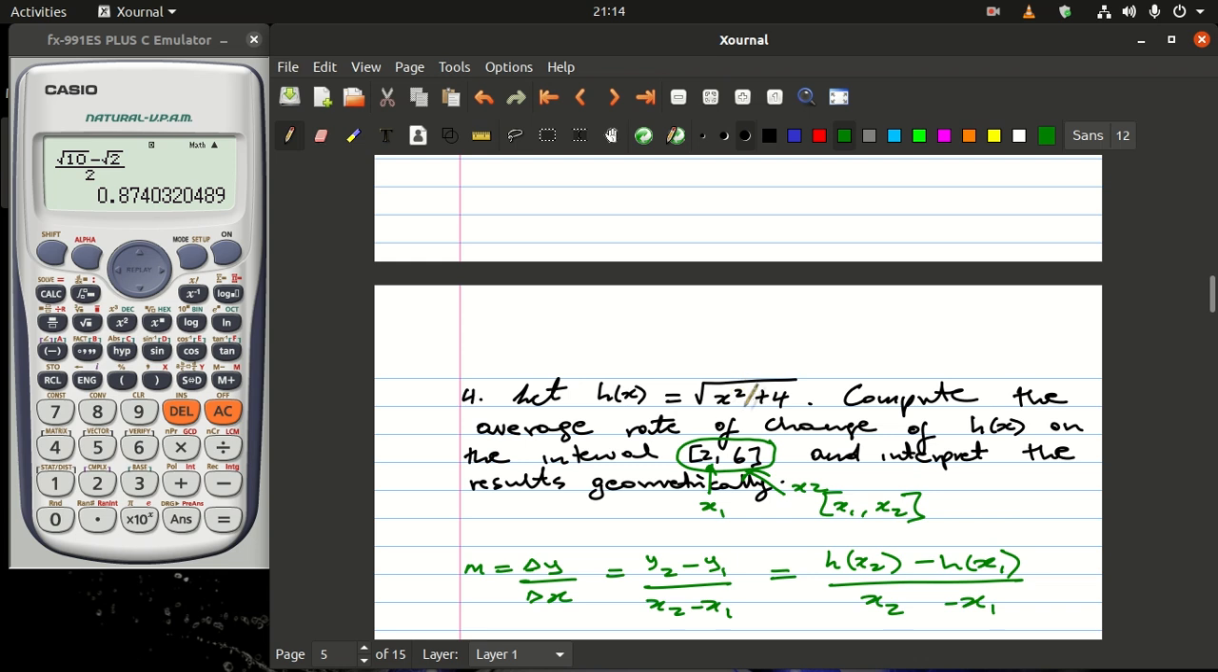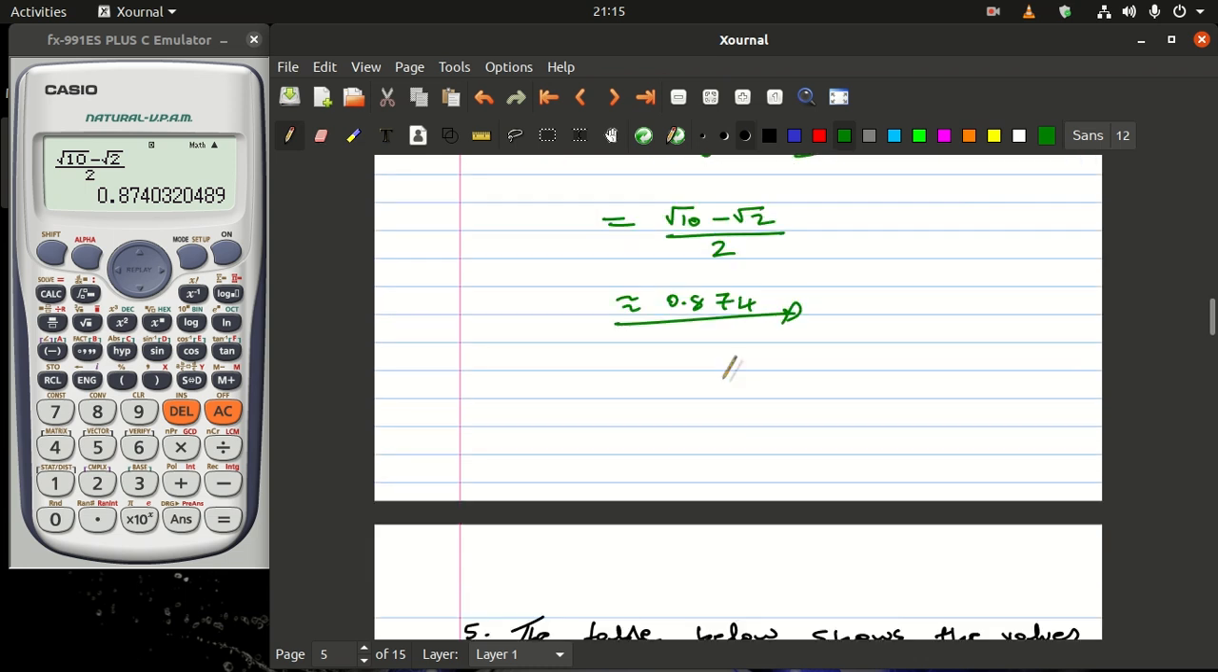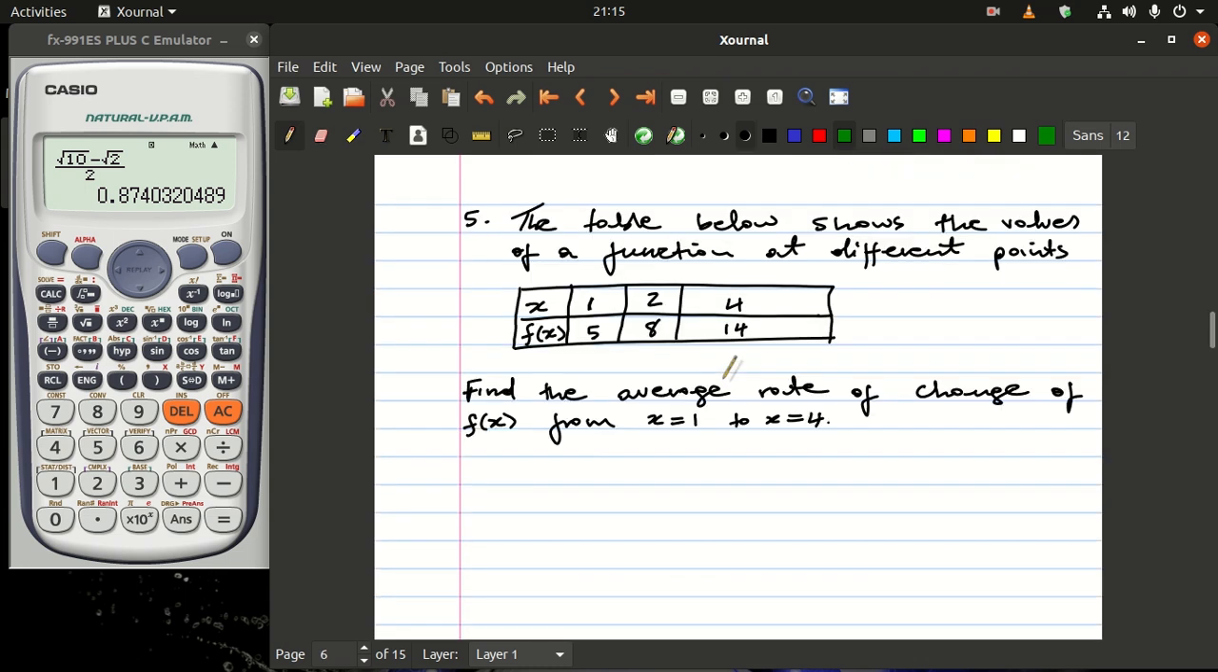So this curve here, in this interval, it is increasing on that interval. Or you can say that the arc of this curve on this particular interval is increasing, because this one is actually positive.